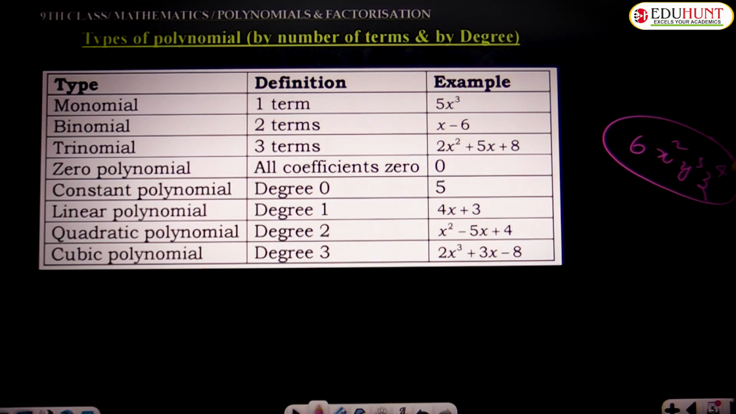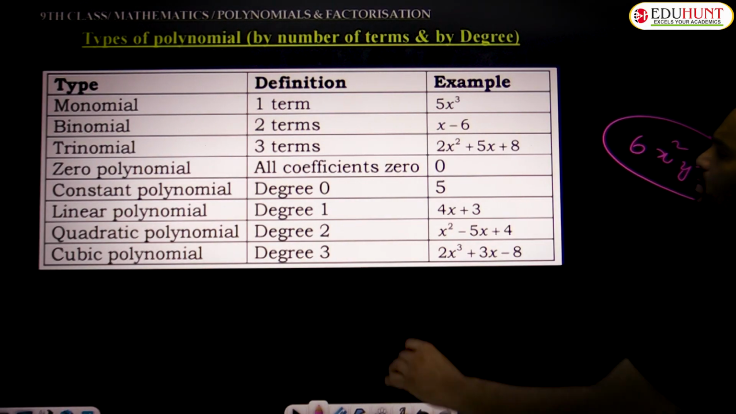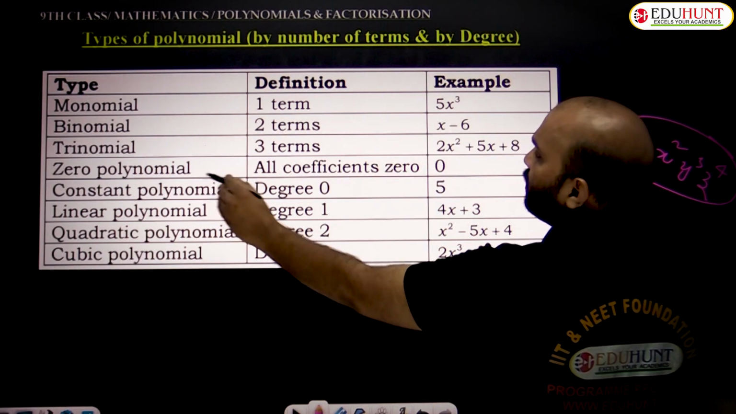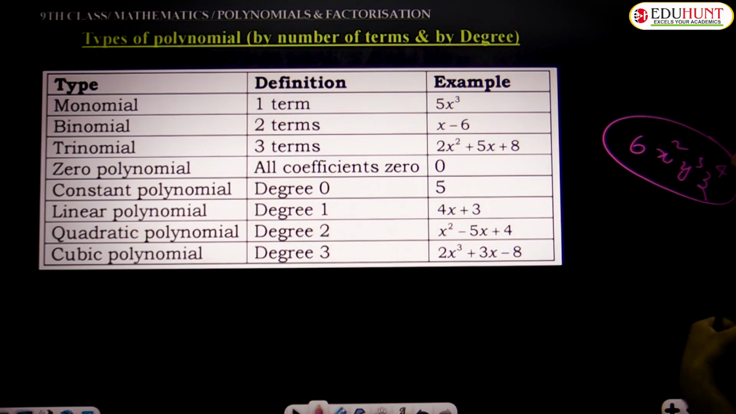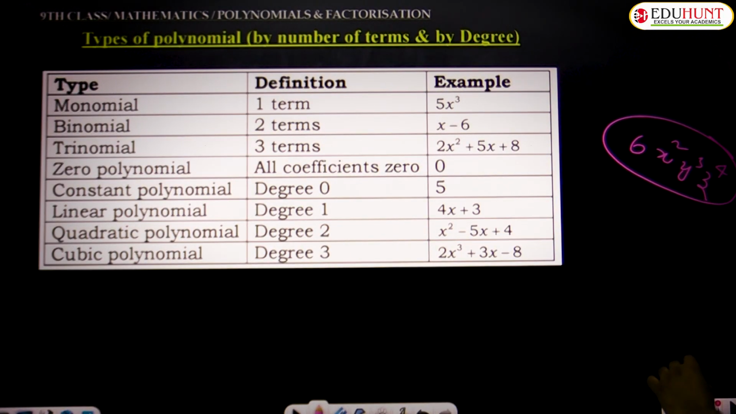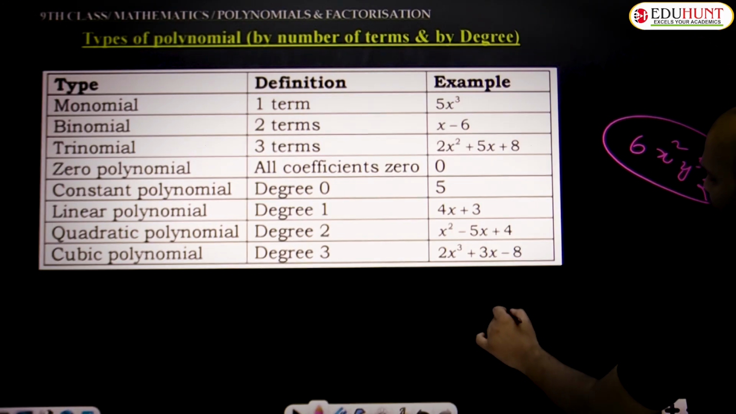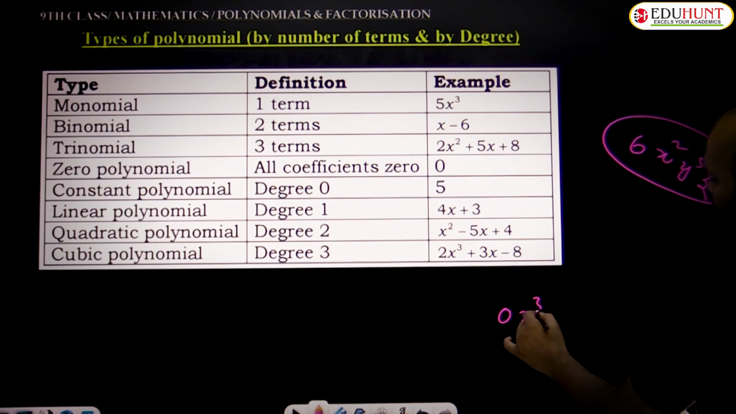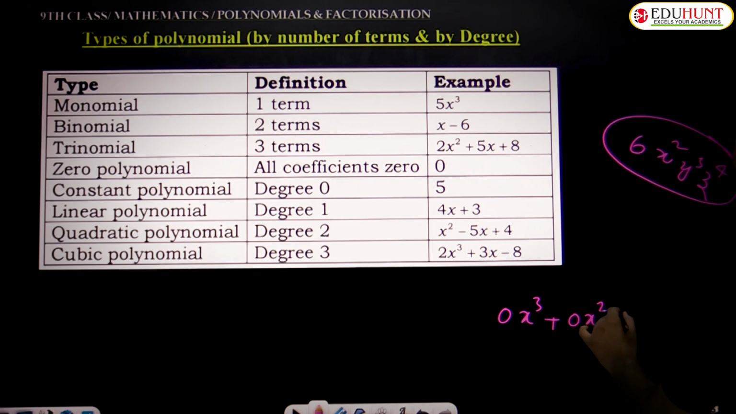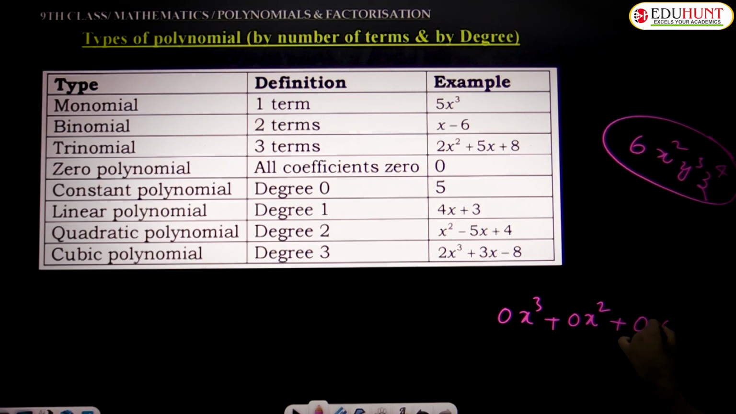Next, zero polynomial. All coefficients are 0. That is called a zero polynomial. Am I clear? This is a very important point. For example, a zero polynomial is nothing but 0 into x cube, 0 into x square, 0 into x, so all are equal to 0. So that is the example.